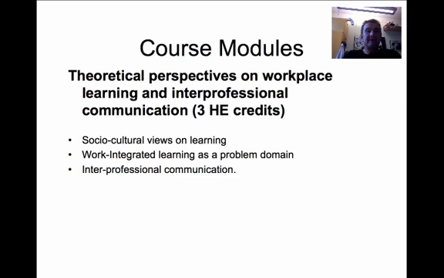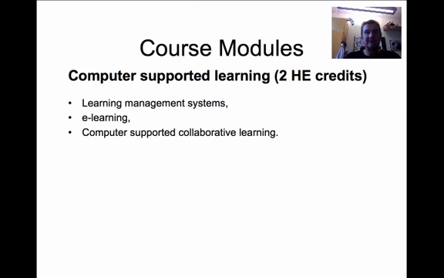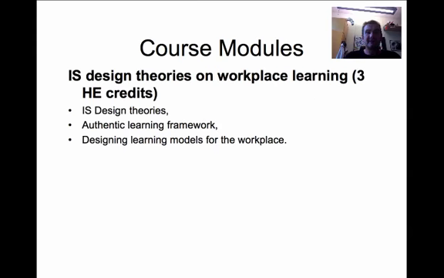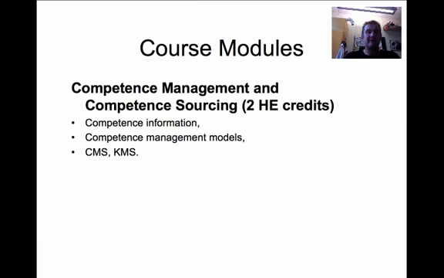The course is divided into 5 modules. 4 of them are reading modules with 3 or 2 HE credits. The first one, which we'll be starting with next week, is called Theoretical Perspectives on Workplace Learning and Interprofessional Communication. This is then followed in sequence by models of computer-supported learning, IS design theories on workplace learning, and competence management and competence sourcing.